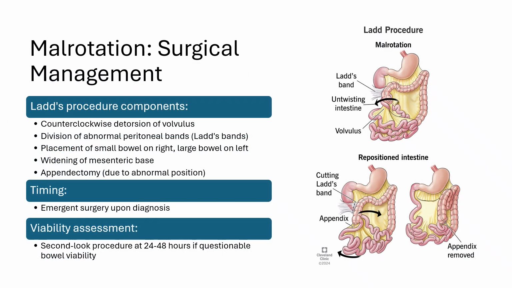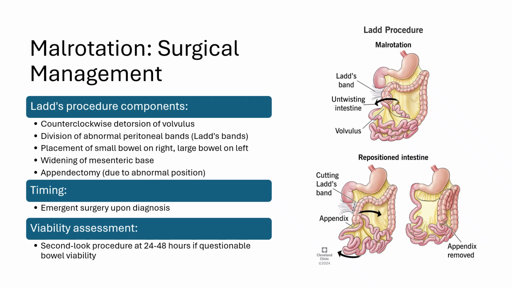The LADS procedure represents the definitive surgical management for malrotation, addressing each anatomical abnormality systematically to prevent future complications. Counterclockwise detorsion of volvulus is the first critical step. The surgeon untwists the volvulus in the same direction as normal rotation should have occurred. This maneuver must be performed carefully to avoid further compromising already ischemic bowel. The counterclockwise direction follows the natural embryological rotation pattern.